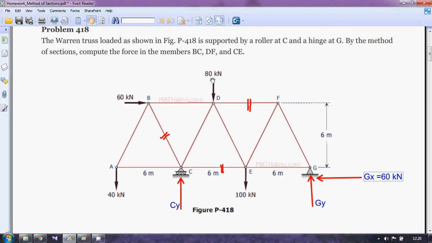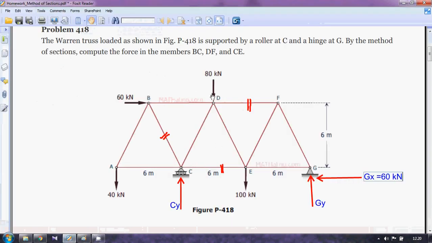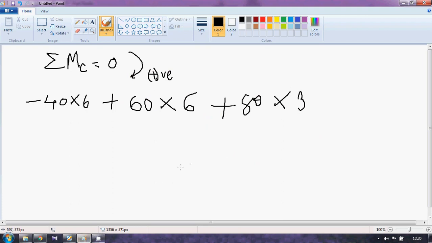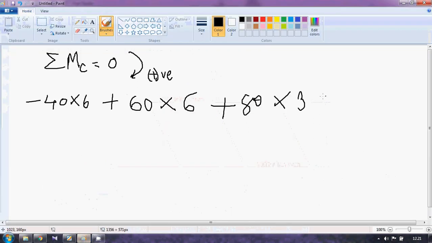Okay, what about this 80? This 80 is acting at D point, which is at the right side of C, and it will create a clockwise moment. So plus 80 into, and what about the distance? The distance will be half of 6 meters, so it is 3. That 100 will create a clockwise moment, obviously. So plus 100 into 6.